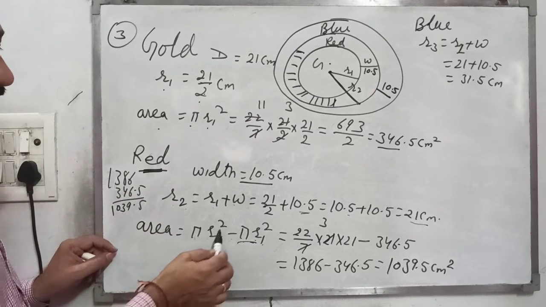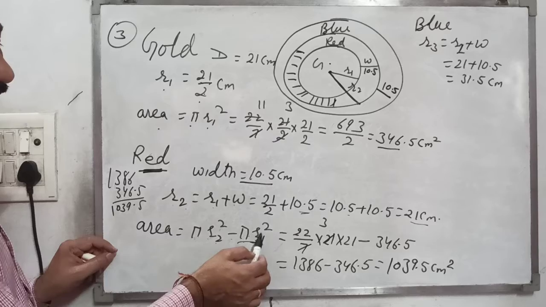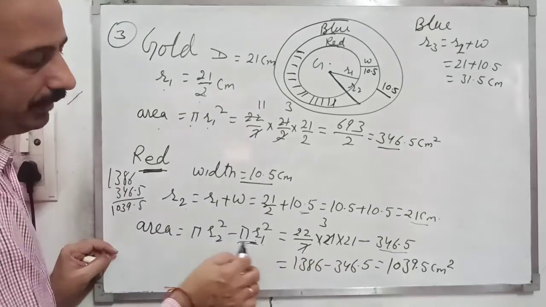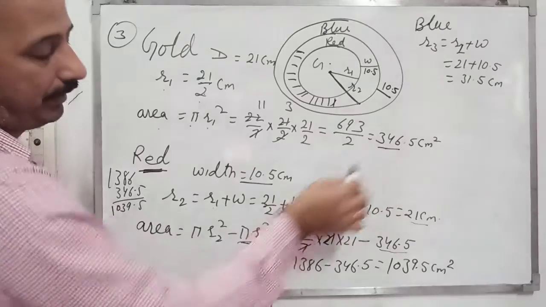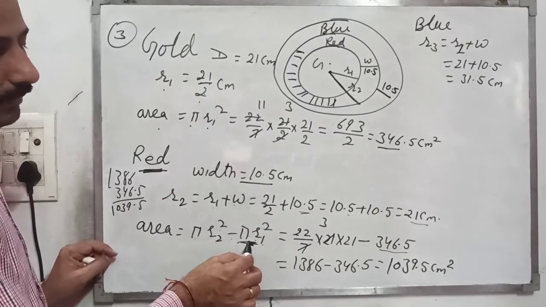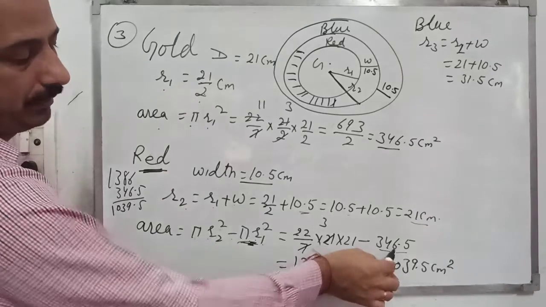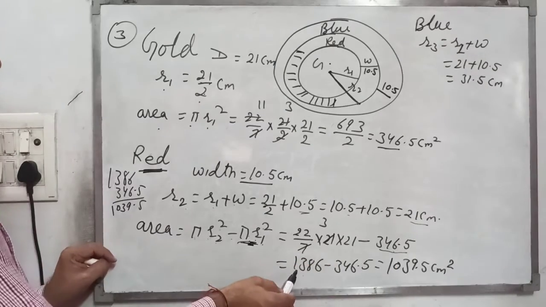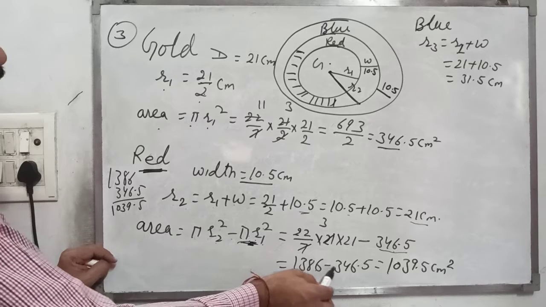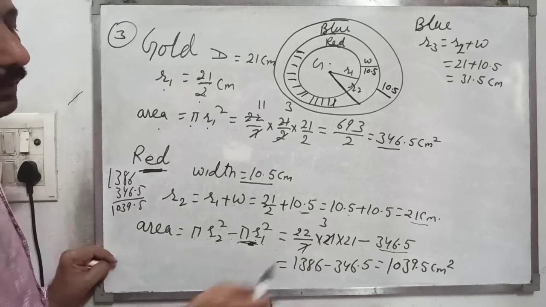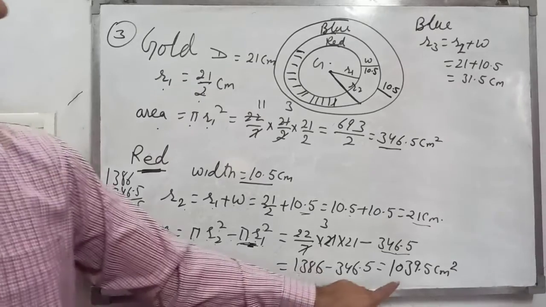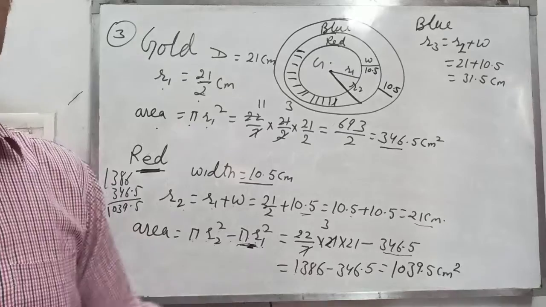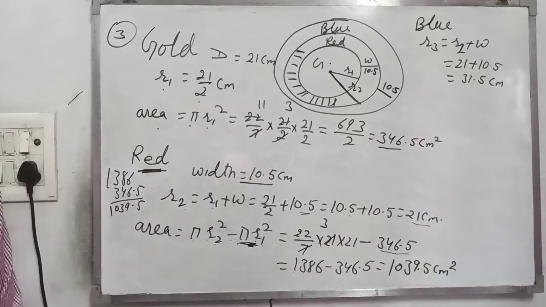So pi r2 square minus pi r1 square. Put in their values; we already found the area of the first gold one, so you can use it here. When we solve this, it is 1386 minus 346.5. Now you get 1039.5 centimeter square, the area for the red one.